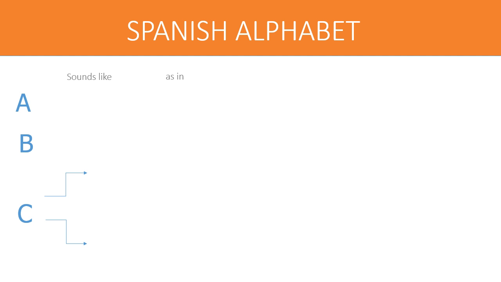Letter A in Spanish is A. It's an open vowel, so it sounds very open. A, as in apple. An example in Spanish would be the word alto, which means tall.